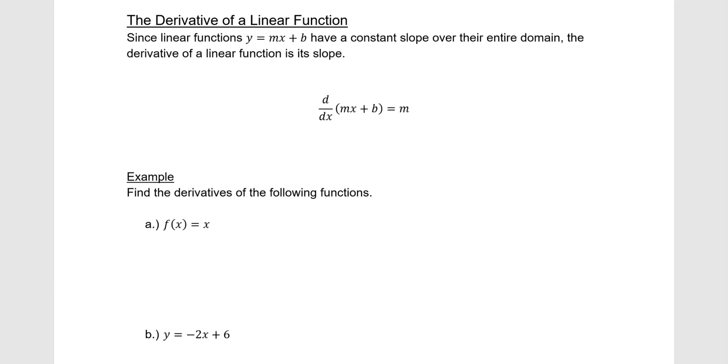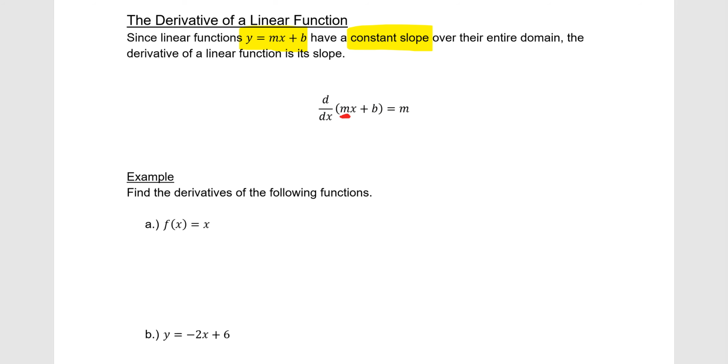So that's going to be the easiest derivative, and the second easiest is going to be the derivative of a linear function. We know linear functions can be put in the form y equals mx plus b, where m is the slope, b is the y-intercept. We also know that linear functions have a constant slope over their entire domain. So if we take the derivative of a linear function, d dx of mx plus b, it's just going to equal the slope. The derivative of a linear function is just going to be m.